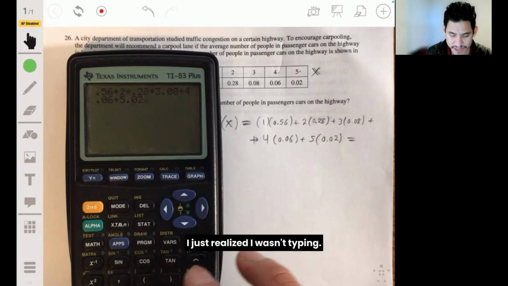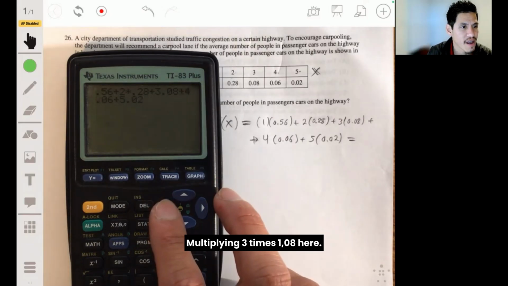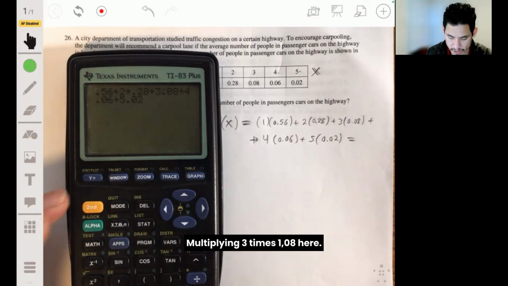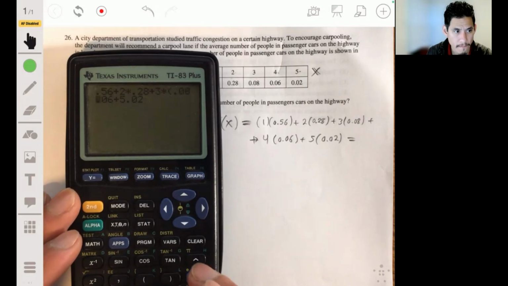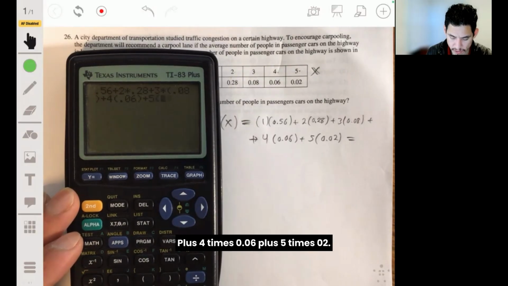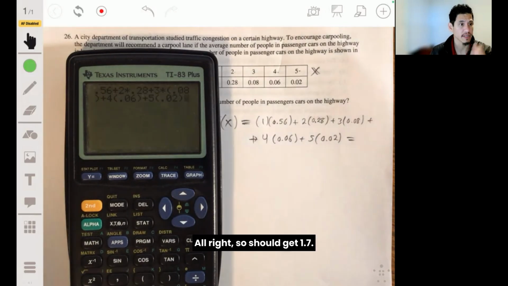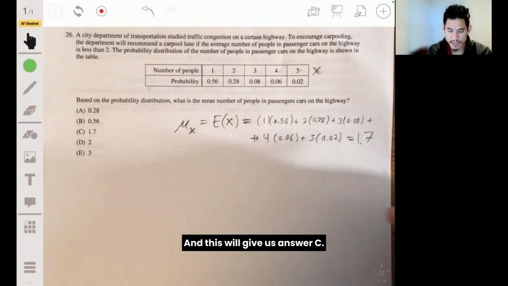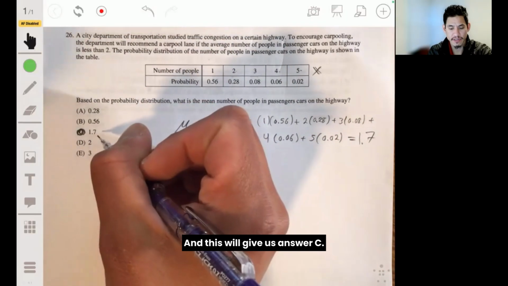I just realized I wasn't typing the multiplication. So it's 3 times 0.08 here, in parentheses, plus 4 times 0.06 plus 5 times 0.02. All right, so we should get 1.7. And this will give us answer C.